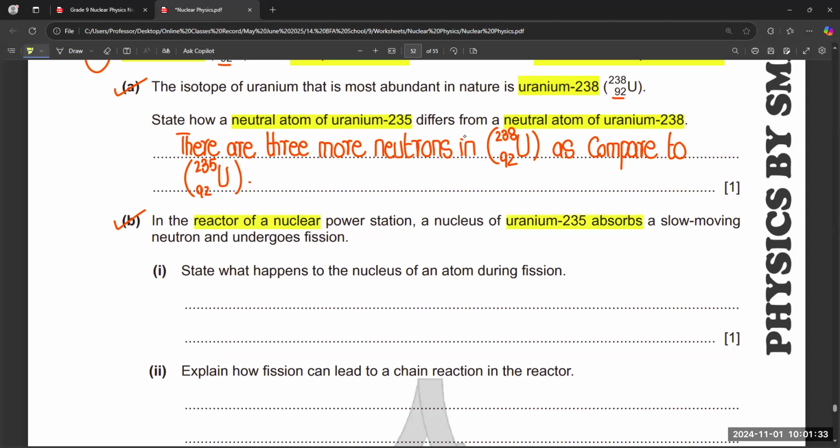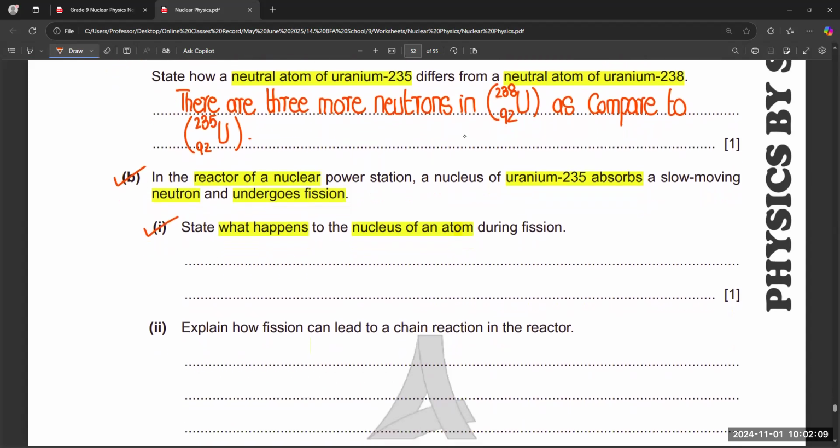And uranium 235 absorbs a slow moving neutron and undergoes fission, right? The same process we discussed, that there are uranium rods and uranium rods absorb neutron to start fission reaction. So state what happens to the nucleus of an atom during fission. So what happens during the fission reaction with the atom? They are asking a general question. You don't need to mention any equation, any numbers.